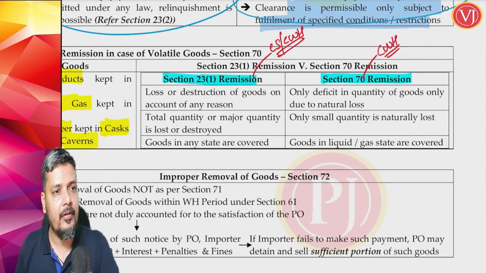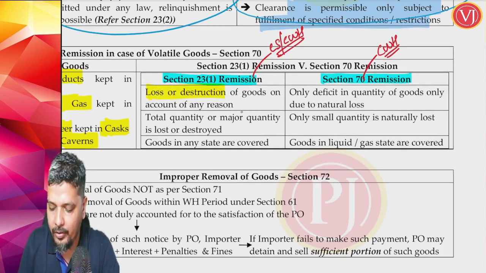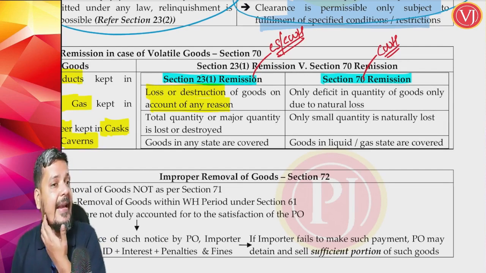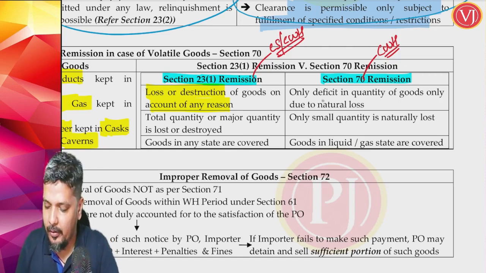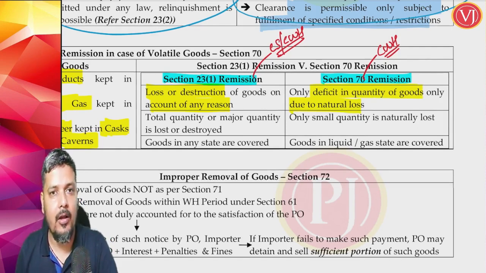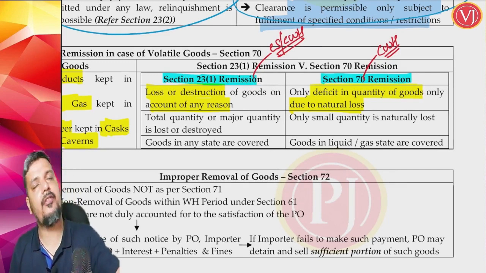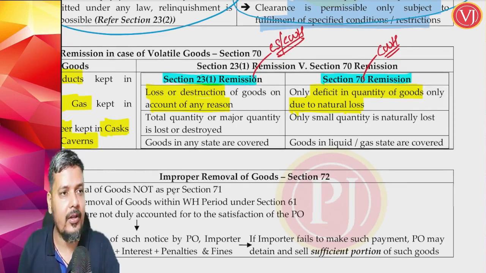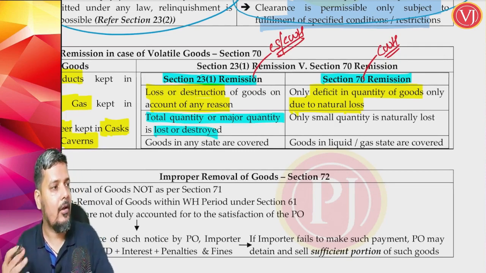What is the difference? Section 23 remission is for loss or destruction on account of any reason. But here it is natural loss in quantity, only due to natural loss. That is loss or destruction, any reason. Here it is only natural loss. What is the coverage there? 23(1): total loss or major loss, correct? Total quantity loss or major quantity loss.